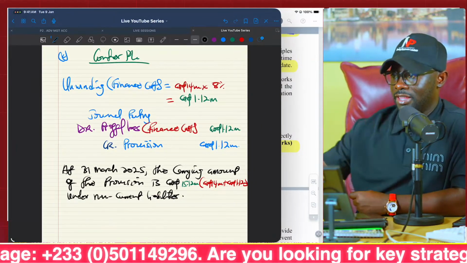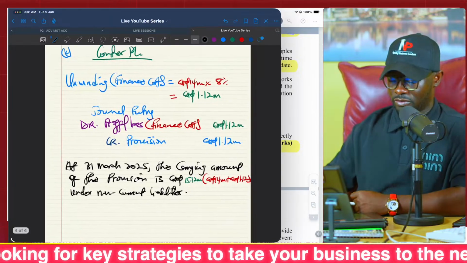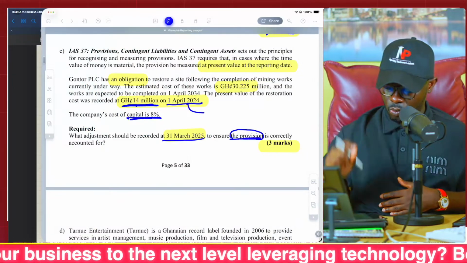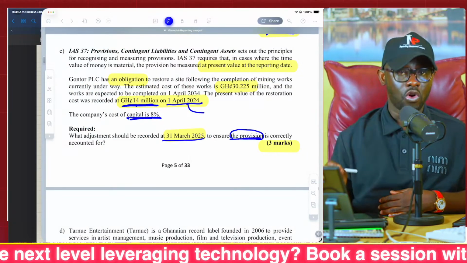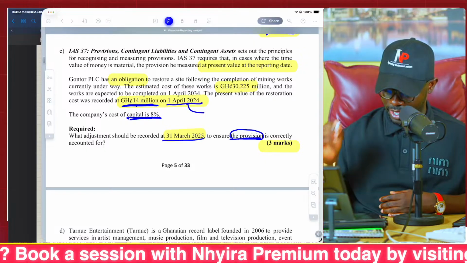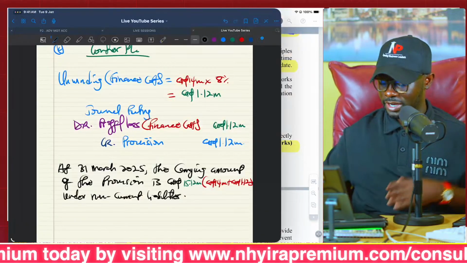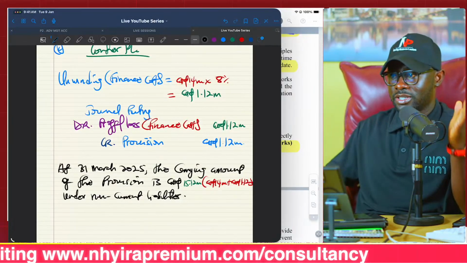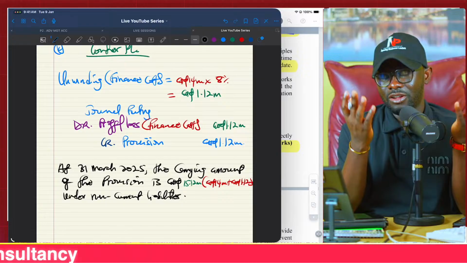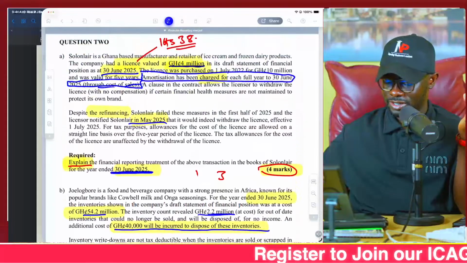So this is the answer to the question as well when it comes to the issue in respect of IAS 37. What adjustments should be recorded at 31st March 2025 to ensure the provision is correctly accounted for? That's it. Very sweet, simple, straight to the point. That's all there. So if you follow the discussions very well so far, none of this question is difficult.